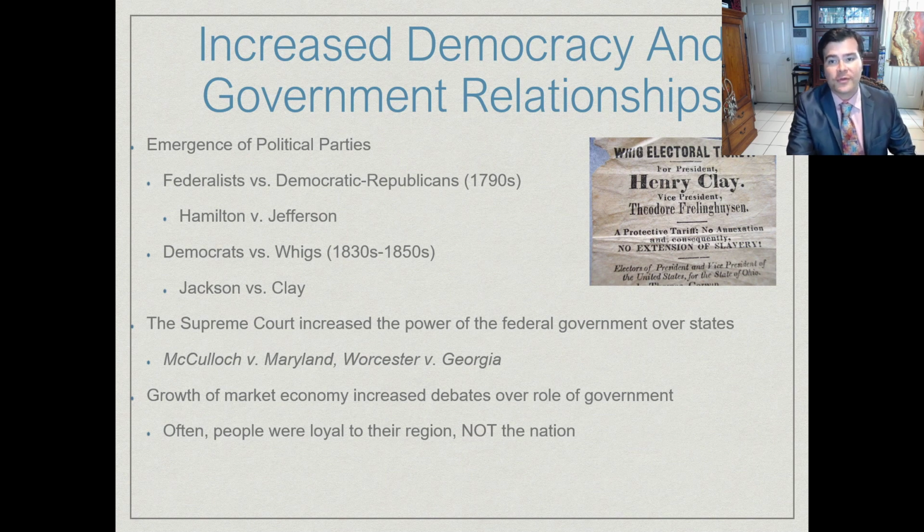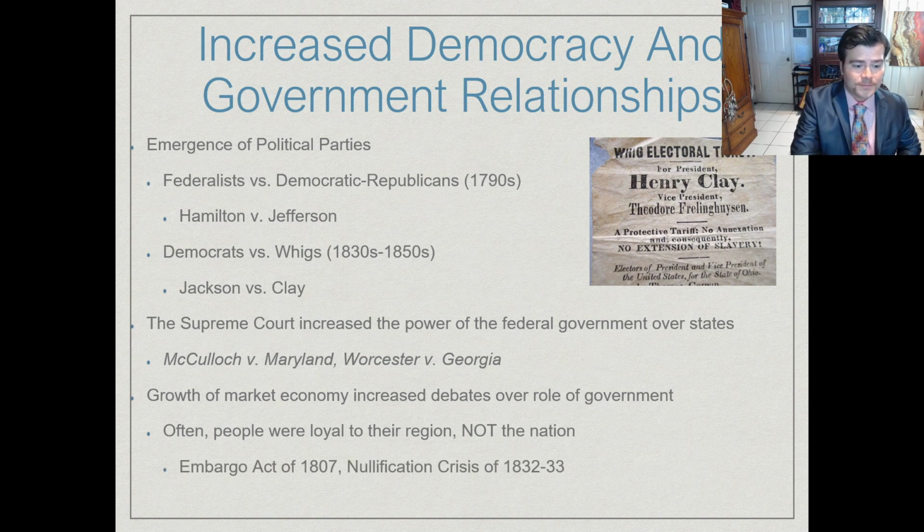So people are going to be loyal to the South, people are going to be loyal to the North, people are going to be loyal to the West, and that's going to lead to sectional tension. Instead of thinking about the whole country and everyone, they just think about their region, and that's going to be a factor for the Civil War.